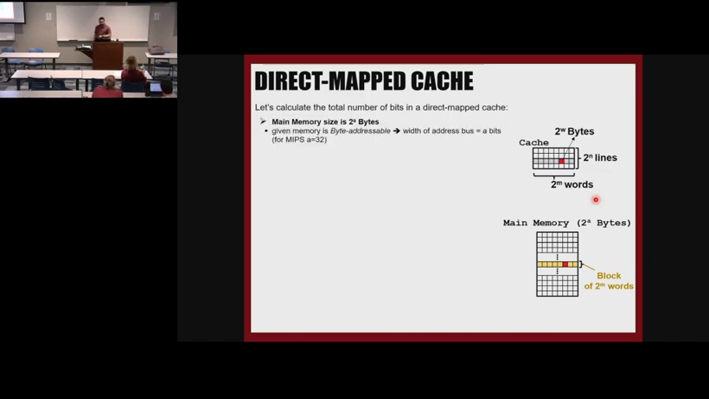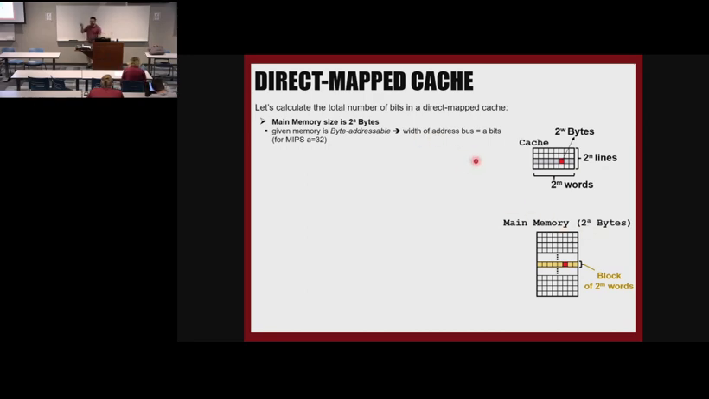The first thing we have to check is the size of the main memory. The size of the main memory, as you can see here, is 2 to the A bytes. This is usually the case if you look at the cache sizes in your computers: they work with binary numbers. You don't really get a cache size of 131. So the main memory size has 2 to the 8 bytes. Memory is byte addressable.